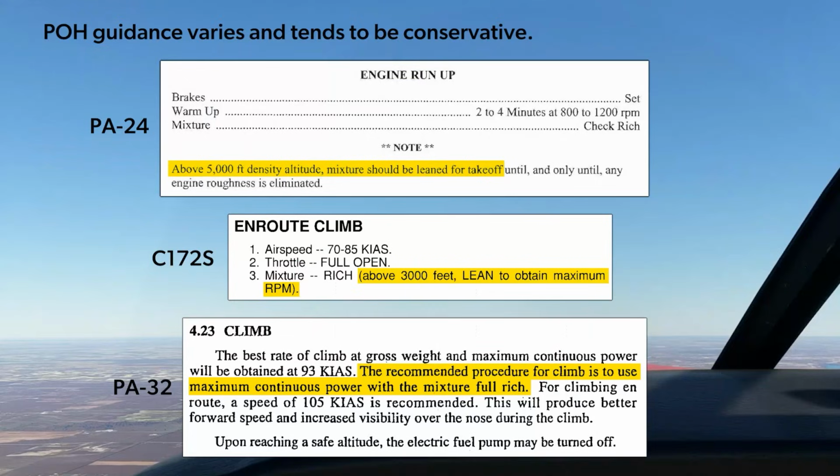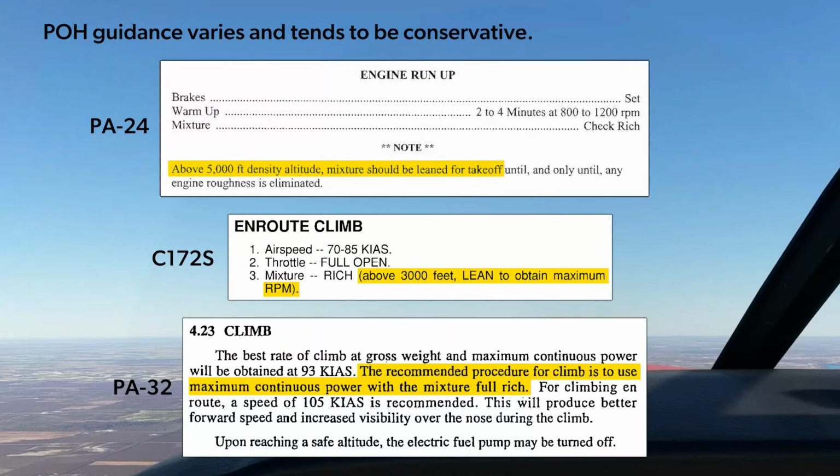The Comanche in the example we've been using, the POH for that says that above 5,000 feet density altitude, mixture should be leaned for takeoff and presumably also for climb only until any engine roughness is eliminated. This is pretty conservative. At 5,000 feet and a full rich mixture, you may not even experience any roughness, but you're certainly not getting as much power as you could. You're certainly using a lot more fuel than you have to there.